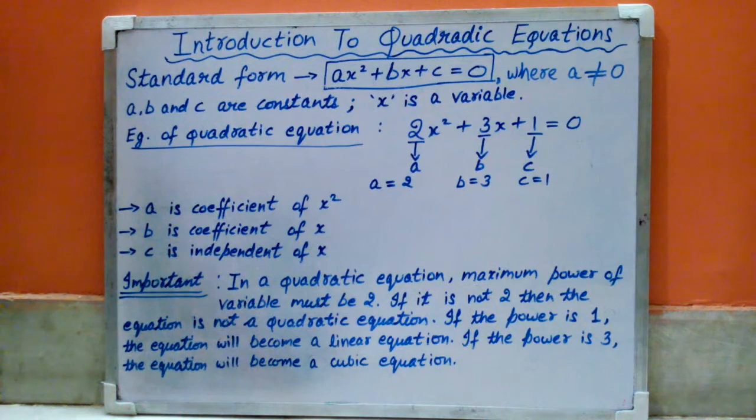If the power is less than 2, means if it is 1, suppose, the equation will become a linear equation, and if it is more than 2, suppose it becomes 3, then the equation will become a cubic equation. It will not remain a quadratic equation. That's it about the introduction of quadratic equations.